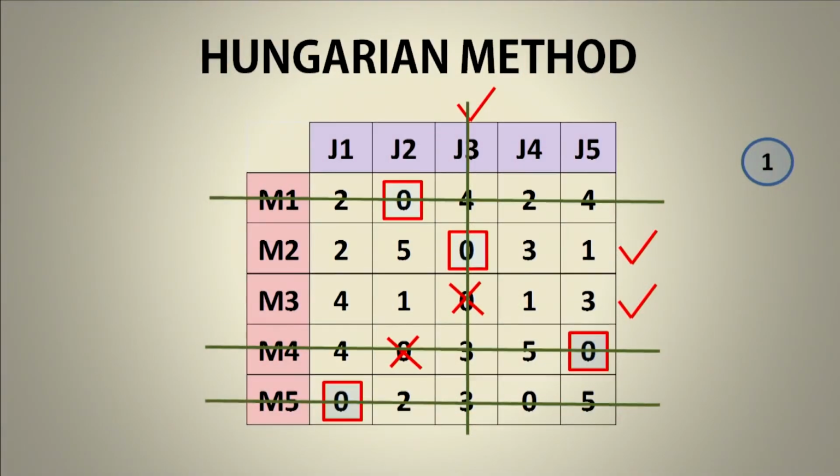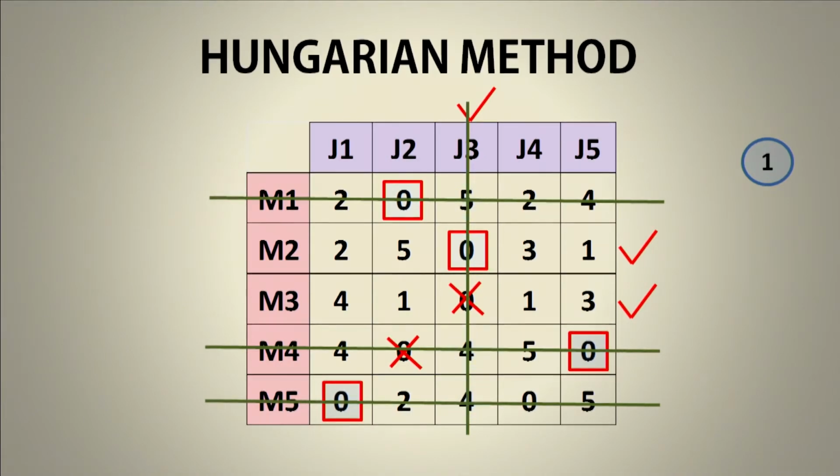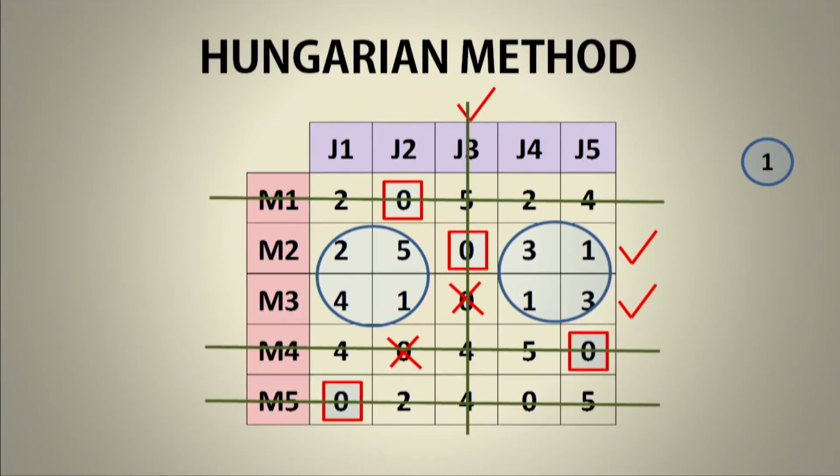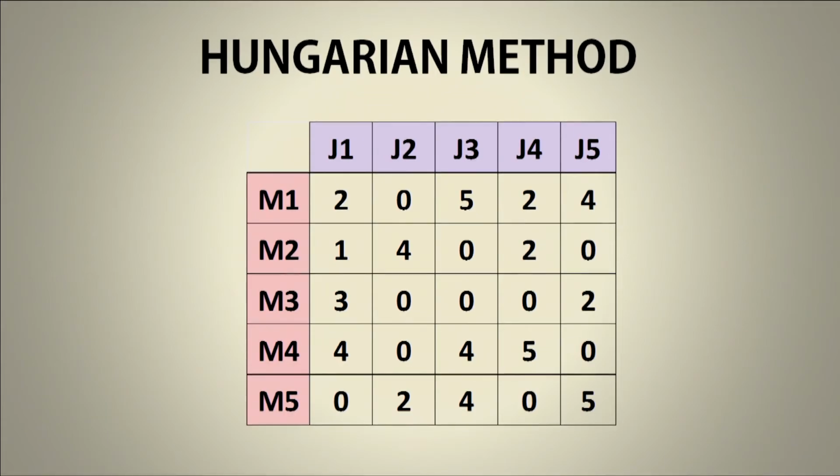Now add 1 in the cells where the lines intersect, that is, choose 4, 3, 3 where the lines intersect. Add 1 to these numbers. Now choose the numbers through which the lines are not passing. Subtract 1 from these numbers. Hence we get the modified table.